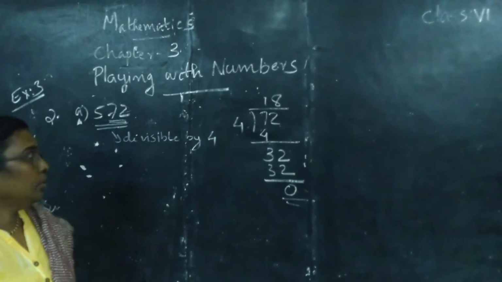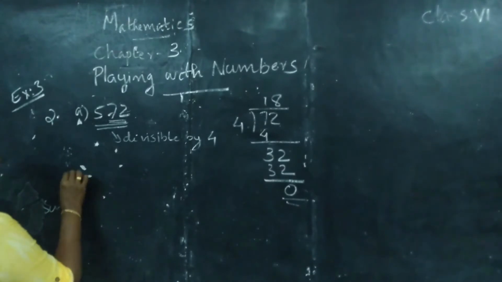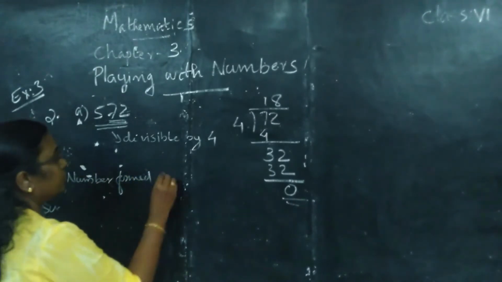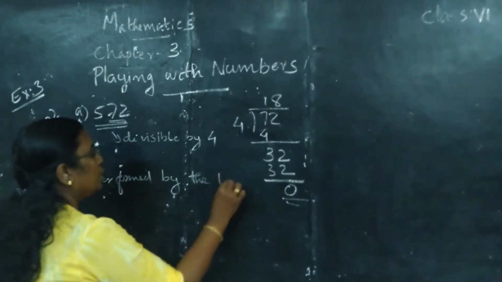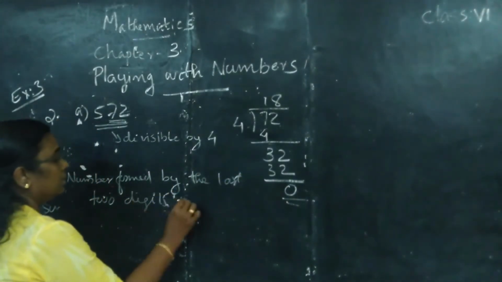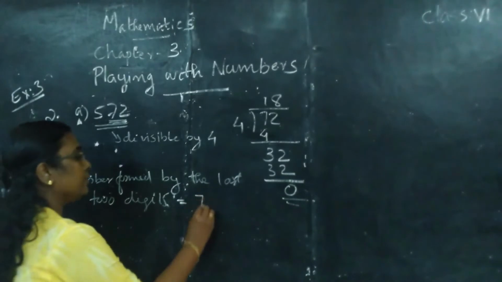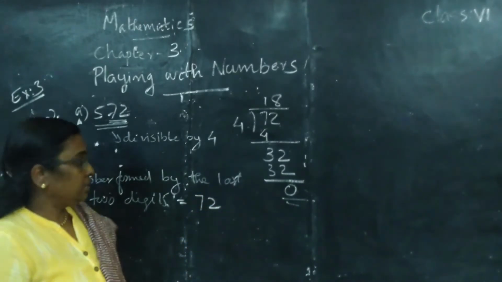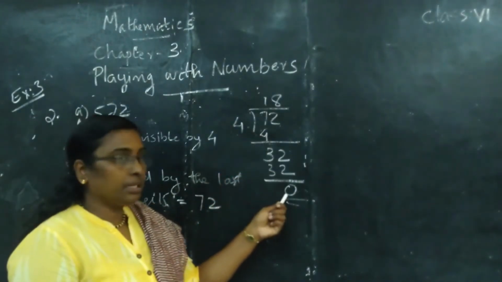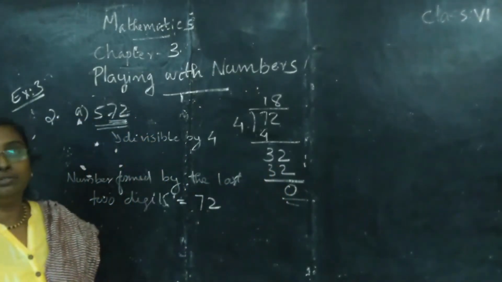Okay? Once more. In order to check whether the given number is divisible by 4, first we take the number formed by the last two digits. The last two digits are 7 and 2, so the number is 72. Then we check whether 72 is divisible by 4 by the division method. Since the remainder is 0, 72 is divisible by 4. Therefore, this number is divisible by 4.